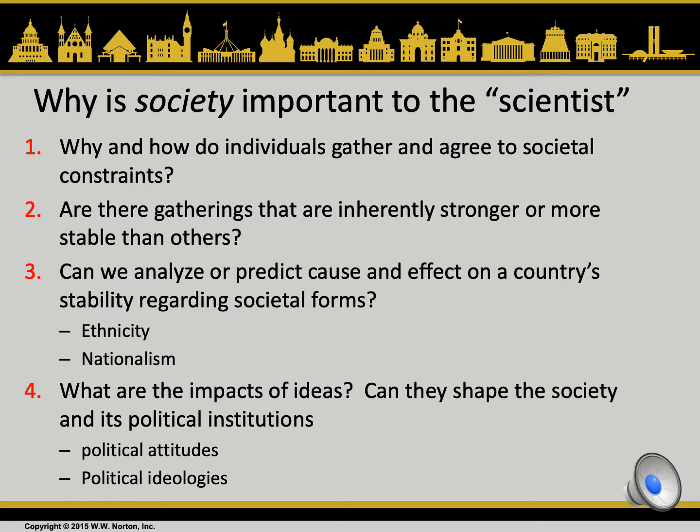Why and how do individuals gather and agree to societal constraints? Are there gatherings that are inherently stronger or more stable than others? The Kurds, for instance, come to mind in the Middle East. Can we analyze or predict cause and effect on a country's stability regarding societal norms of ethnicity and nationalism? A country's stability, Afghanistan jumps into mind. What are the impacts of ideas? Can they shape the society and its political institutions? In this case, the United States comes to mind in terms of political attitudes and political ideologies.